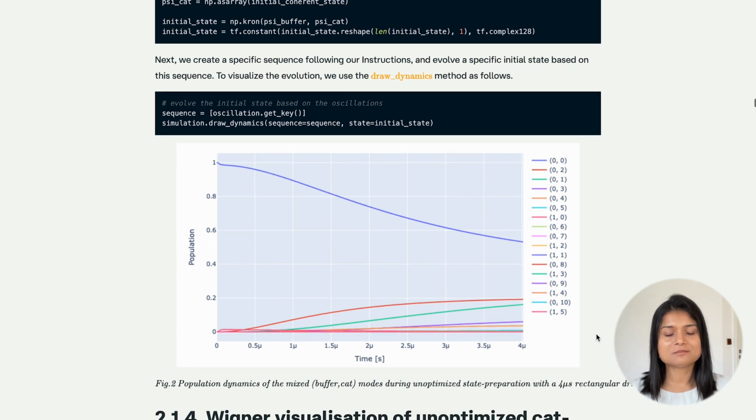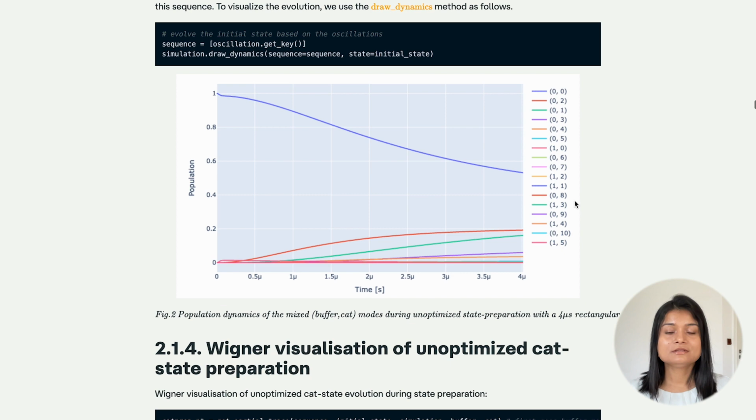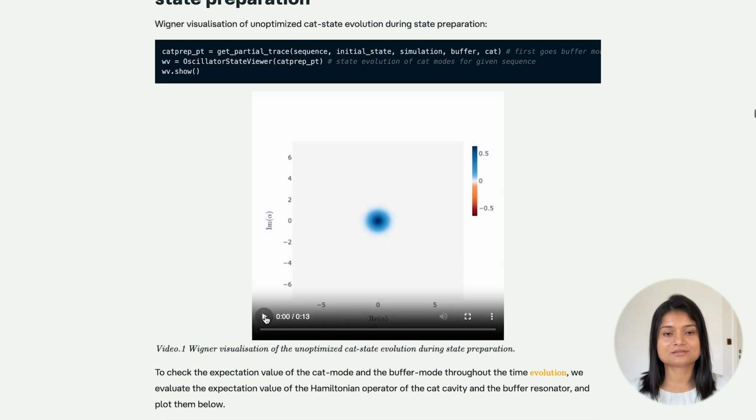However, for the given Hamiltonian, the desired cavity Fock levels for occupation are the even Fock levels. That should result in an even cat state. Later, during optimal control of drive pulses, we will see how this can be achieved. We will also show the Wigner visualization of the unoptimized cat state preparation in this video, where a cat state gets squeezed out of vacuum.